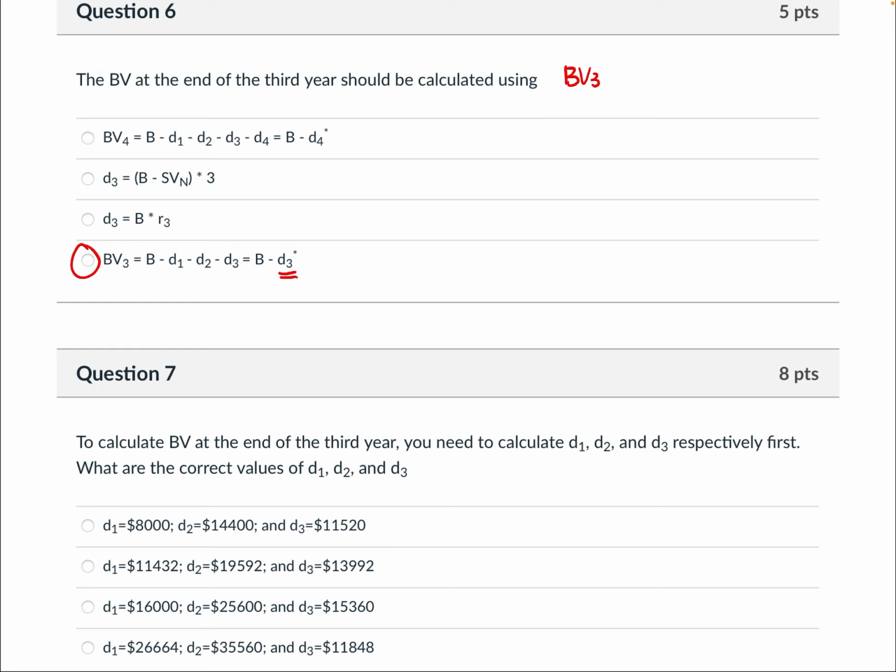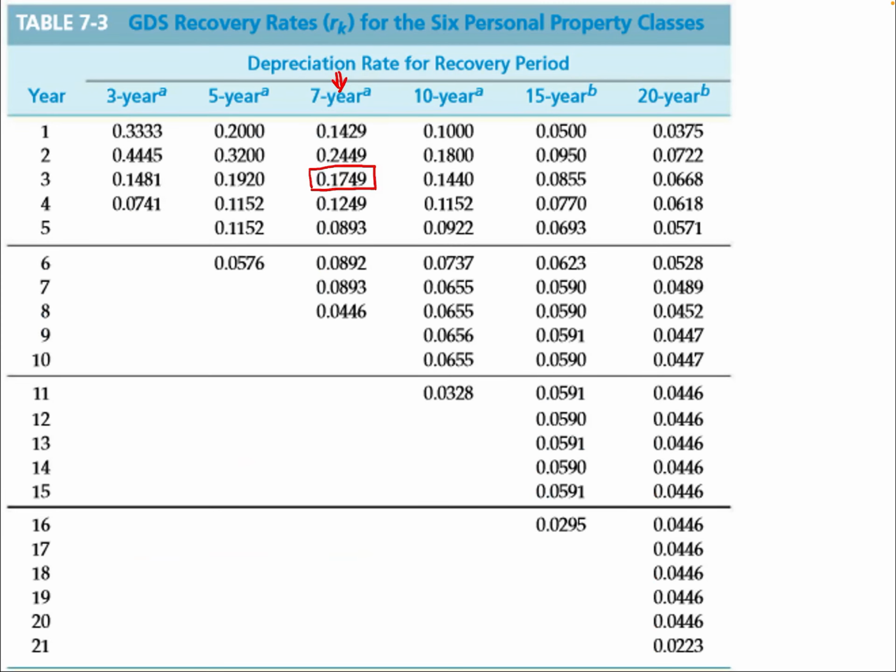And question 7, to calculate BV at the end of the third year. So BV3, right? You have chosen this one to calculate the BV3. So you need to calculate D1, D2, and D3. What is D1, D2, and D3? D1 equals B times R1. D2 equals B times R2. And D3 equals B times R3. Okay, and you just need to check R1, R2, and R3 in this table. So this is R1, R2, R3.